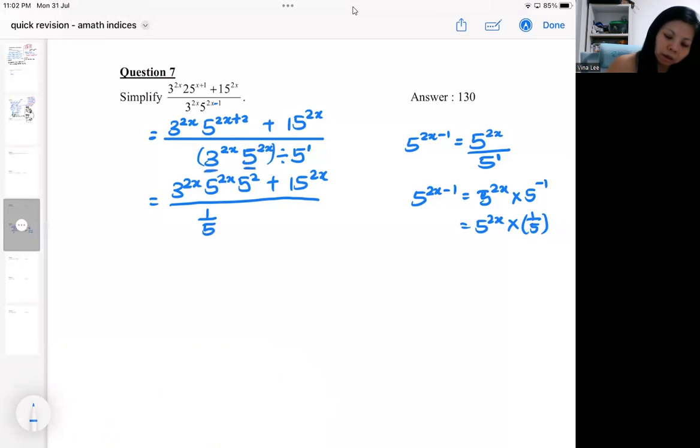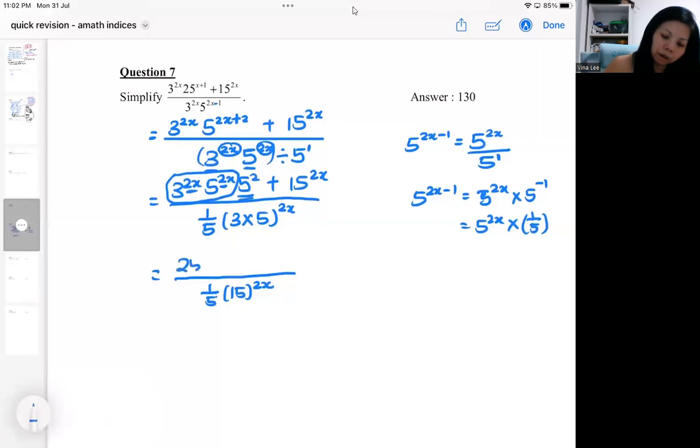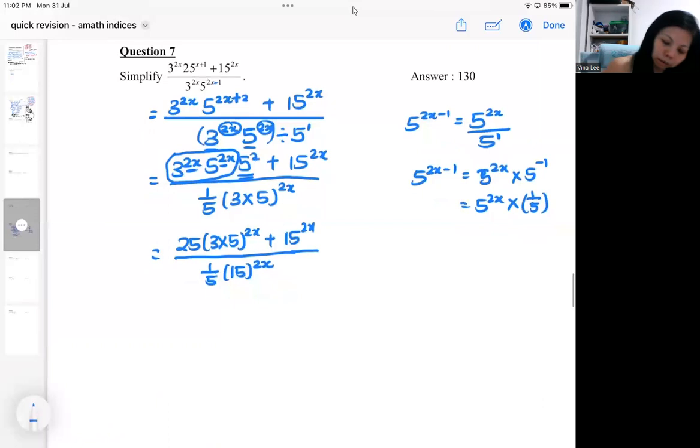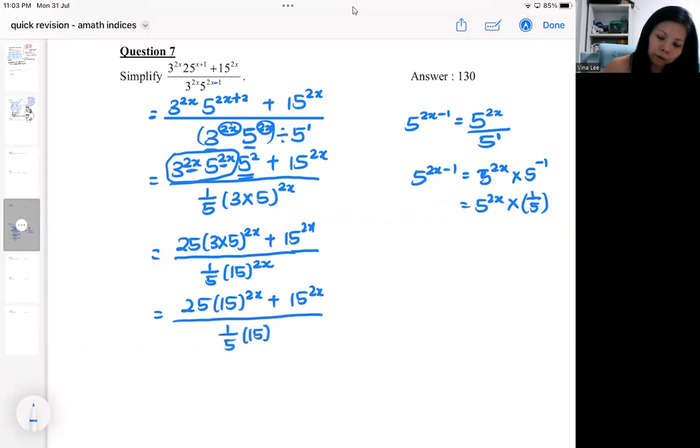And do you realize this one has the same power? The bottom part, I managed to simplify until I got a 15. The top part, I also got this part here, which has the same power. And this is a 25. So I got 25, I got a 3 times 5. Do you realize I leave the 15 2x alone? So I got 25, 15 2x, and I got 15 2x, and then I got a 1/5 15 2x.